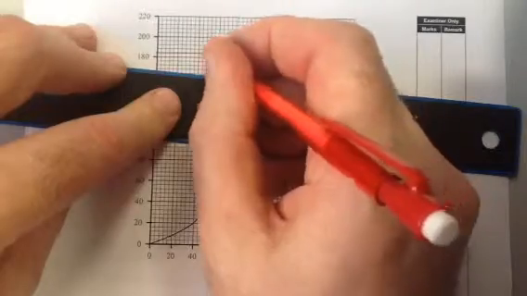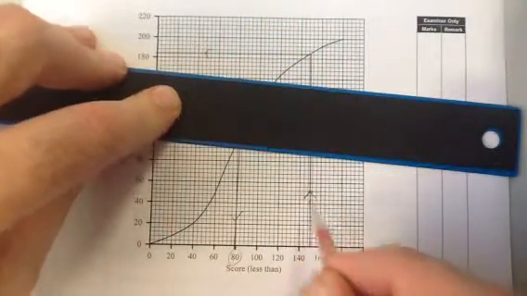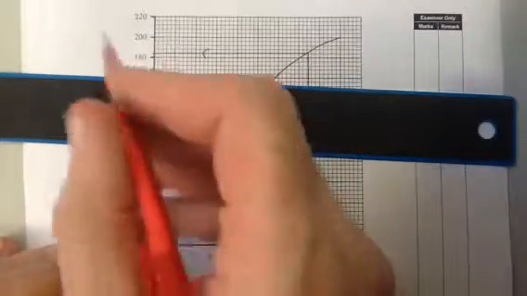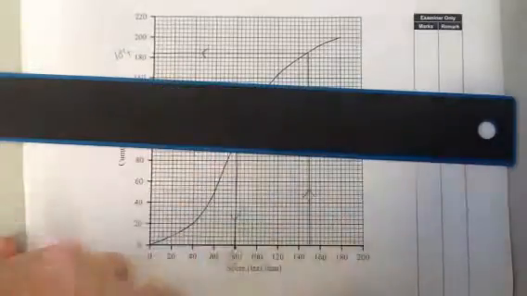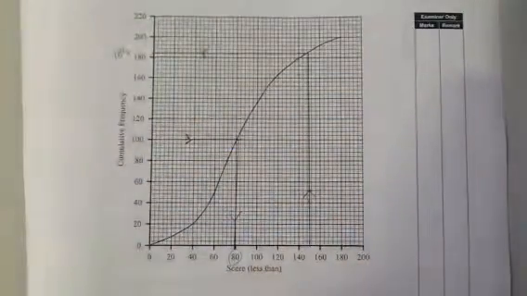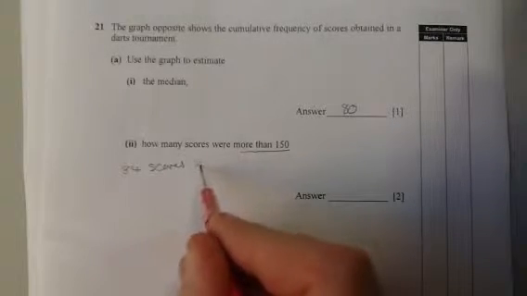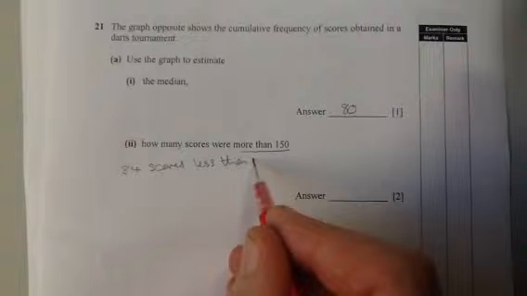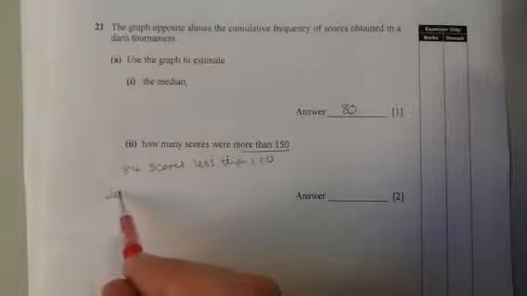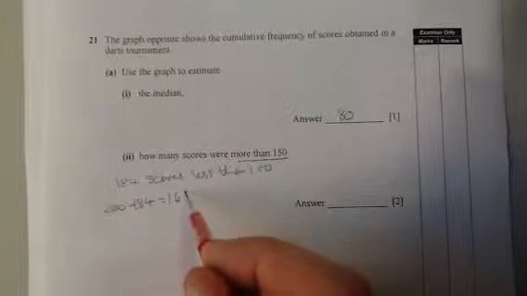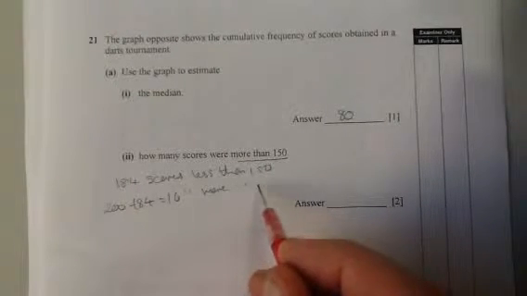Okay, so we're using our graph, so we've got to show how we used it. So we went up from here and read off here. Now, each of these is 4, so that's 184. So that means 184 scores were less than 150. Okay, so since there was 200 in all, 184 taken away is 16. So there were 16 scores more than 150.